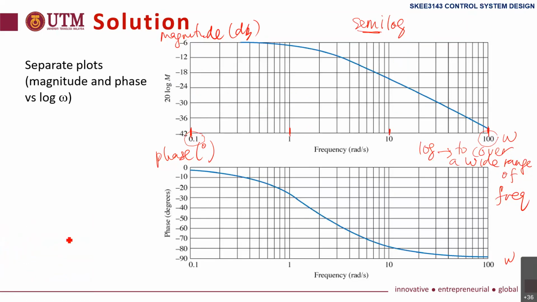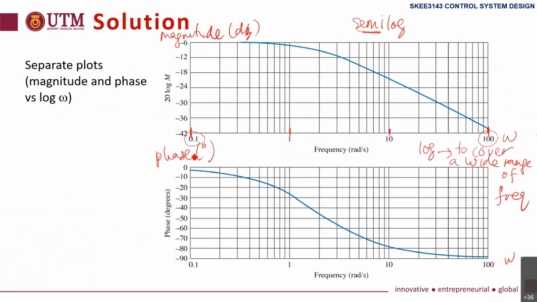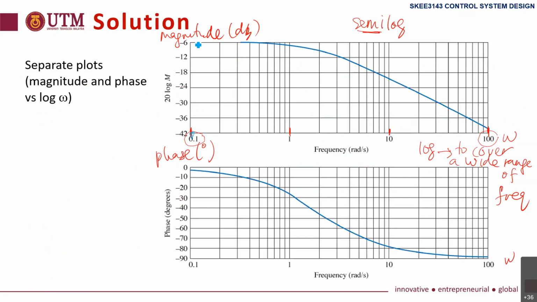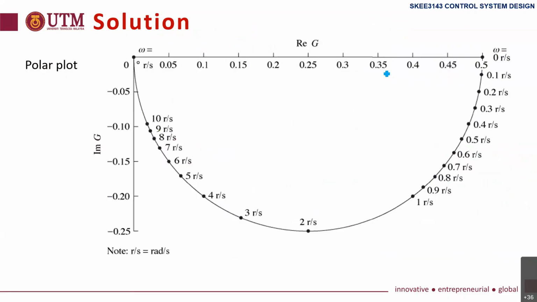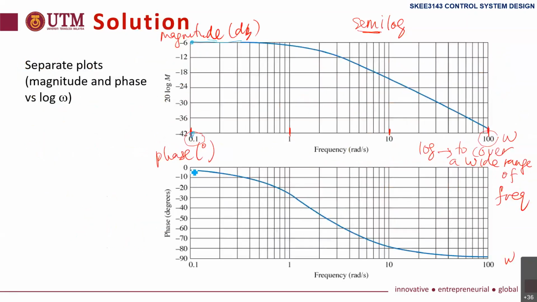Let's look into our result here. At 0.1 radian per second, the magnitude is -6 dB and the phase is -2.86 degrees. We can see 0.1 here, and the output is here. It cannot be seen here, but it's -6. The graph is like this, -6, and the phase is -2.86 here.